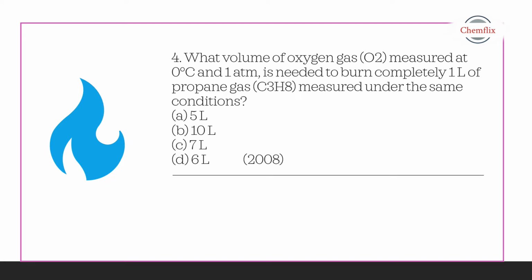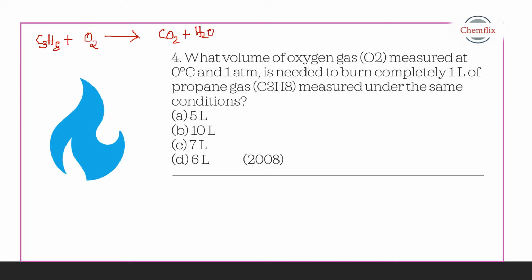Now the next question: what volume of oxygen gas measured at 0 degrees Celsius and 1 atm is needed to burn completely 1 liter of propane gas, C3H8, measured under the same condition? From the question itself, you will get an idea. You have to find the volume of oxygen gas. You are burning C3H8 completely. So C3H8 plus oxygen gives carbon dioxide, and the remaining, water also, H2O.